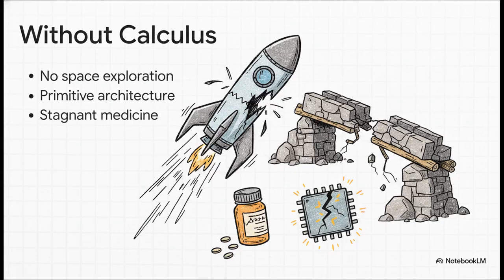Space exploration? Gone. You can't launch a rocket if you can't calculate its changing mass as it burns fuel, which means zero satellites and no GPS. Our architecture would be totally primitive, either dangerously fragile or massively over-engineered because we couldn't calculate changing wind loads. Modern electronics wouldn't even exist, since the laws of electromagnetism, the stuff powering the device you're using right now, are written entirely in calculus. And medicine, it would be reduced to incredibly dangerous guesswork.